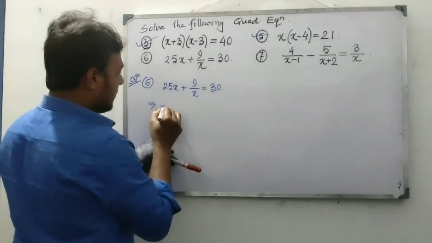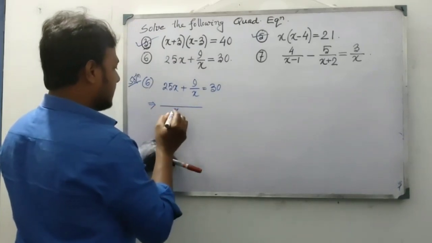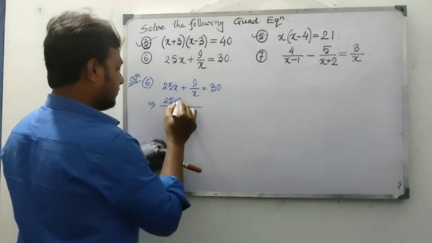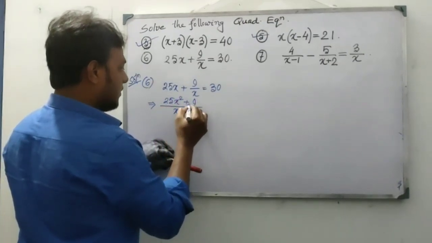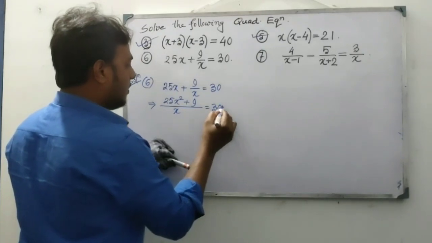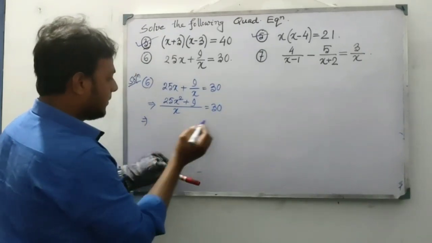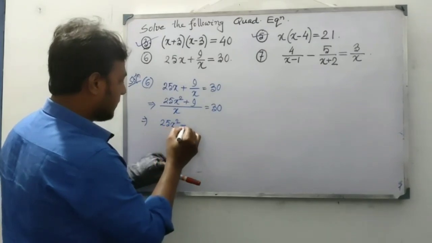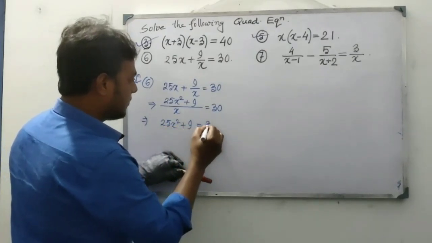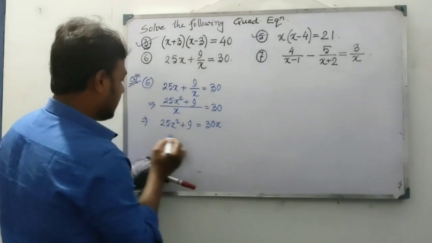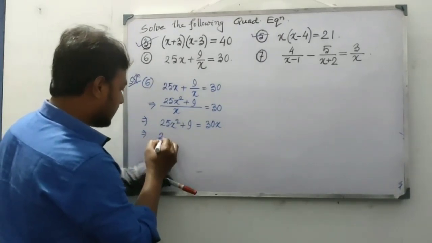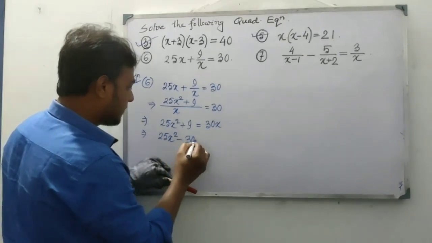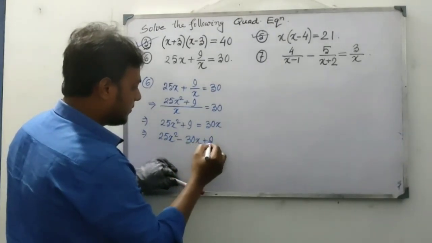Then take the LCM, which will be x. So it will be 25x square plus 9 over x equals 30. Hope you understand all these things. Now cross multiplication: 25x square plus 9 equals 30x. Now consider all the terms on one side: 25x square minus 30x plus 9 equals 0.